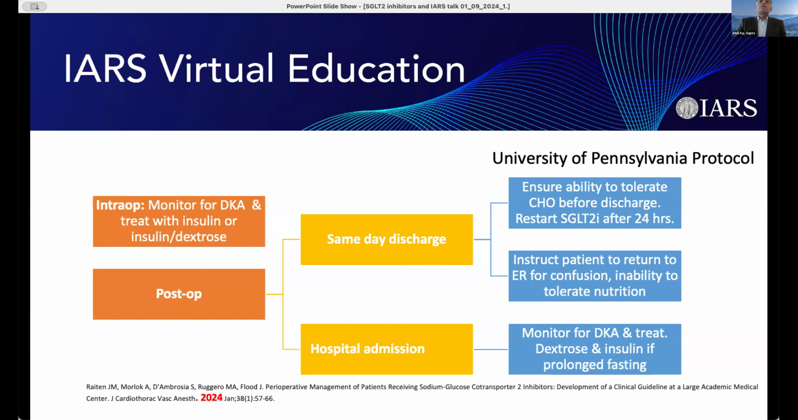And then they talk about monitoring for DKA intraoperatively, and postoperatively if the patient is undergoing same-day discharge, ensure the patient can tolerate carbohydrate before discharge, and restart the SGLT2 inhibitor after 24 hours. And instruct the patient to come to the ER if they develop symptoms suggestive of DKA. And if the patient is getting admitted to the hospital, then monitor for DKA and give dextrose and insulin if there's prolonged fasting. Next slide, please.